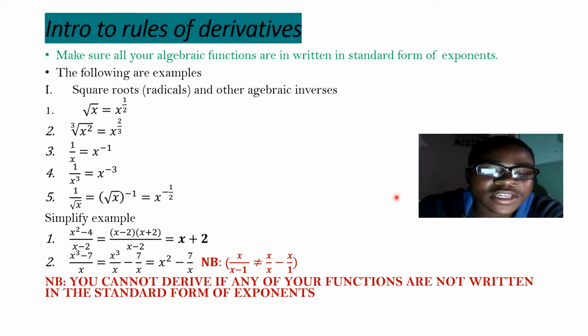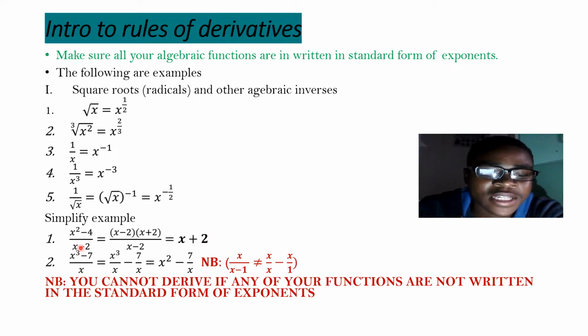Now, simplifying examples, given this sort of an example, you can be able to derive it using these simple rules. But the first thing you need to do is to check that it needs you to simplify first. To simplify it, it means you need to factorize the above expression so that you can divide x minus 2 with x minus 2 and you get x plus 2. This one now, it's easier to derive if you were to use these basic rules.